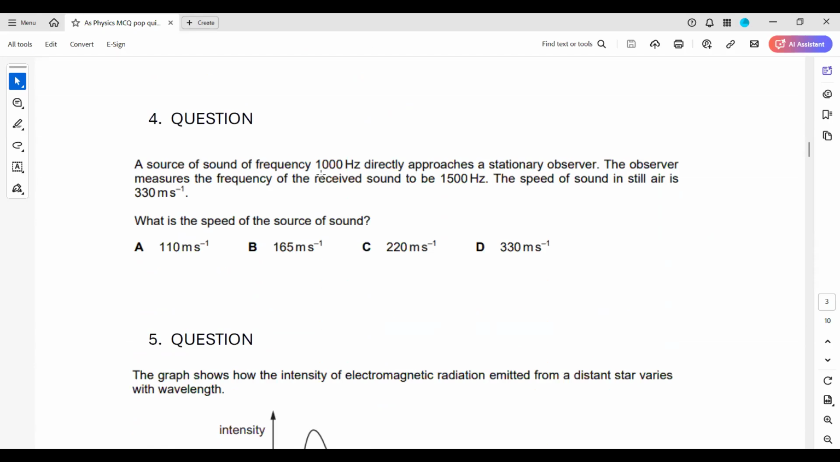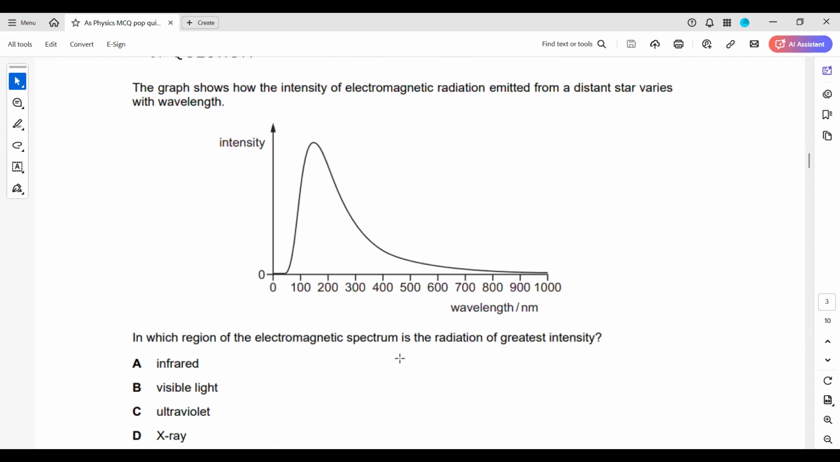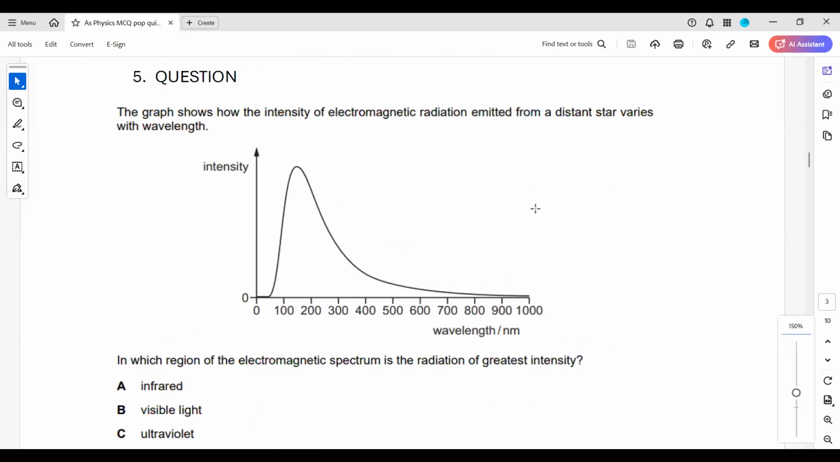Question 4, any doubt? No doubt. Question 5, any doubt? Actually, question 5 is related to memorizing the order of the wavelengths. You have to learn this, especially for the electromagnetic spectrum. You have to learn the order of the wavelength.